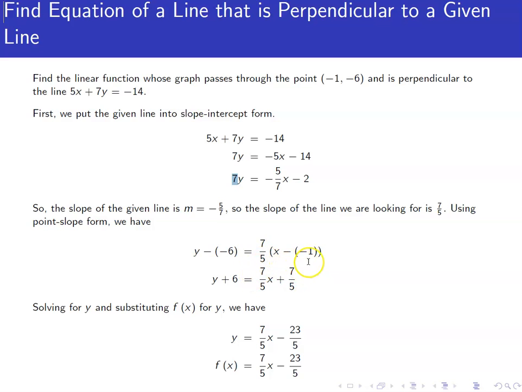Here we'll distribute the 7/5 through, so we'll get 7/5 x, and then minus a minus makes a plus, so we get a plus 7/5. And on the left-hand side we have, again, the minus a minus makes a plus, so we have y + 6.